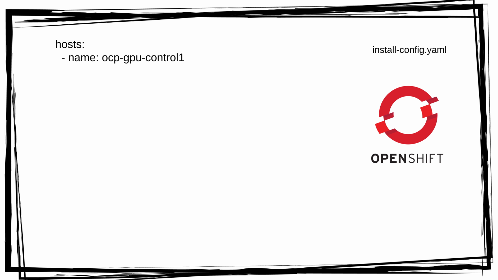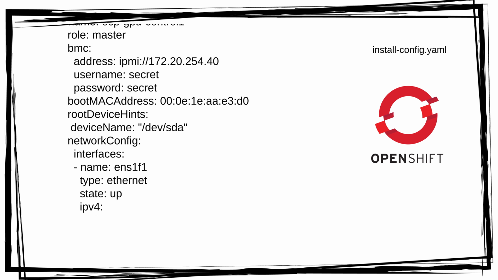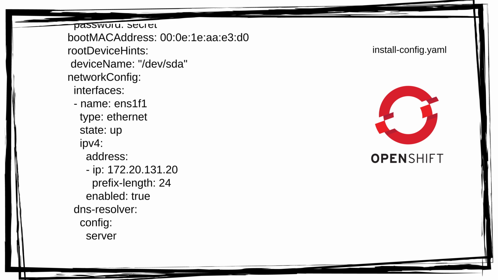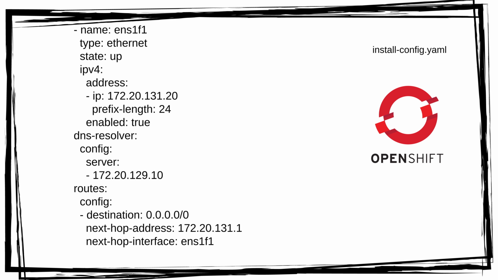The host section is where we granularly define our OpenShift nodes, including IPMI or Redfish credentials, MAC addresses, disk that we want to boot from, and custom IP configuration. Again, some of these can go away with an external DHCP server. Now rinse and repeat for the rest of your nodes. Okay, we're almost there, I promise.